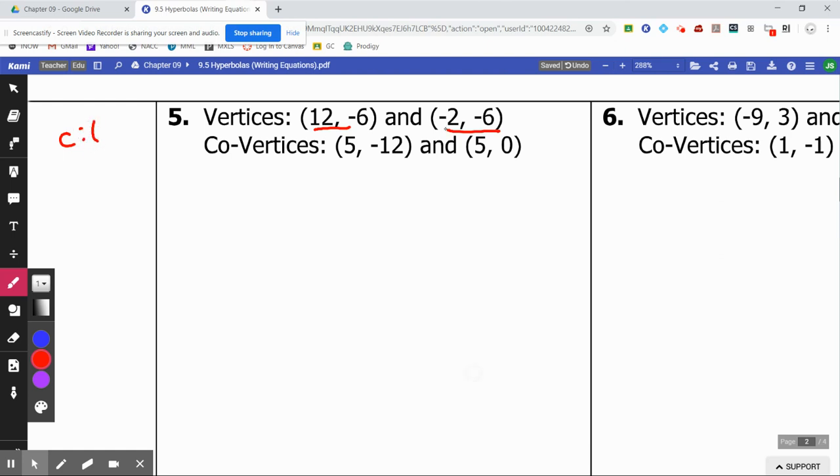Add your x's. 12 negative 2 gives you 10. Divided by 2 gives you 5. Add your y's. Negative 6 and negative 6 is negative 12. Divided by 2 is negative 6. Again, you could have done the exact same thing with your co-vertices.